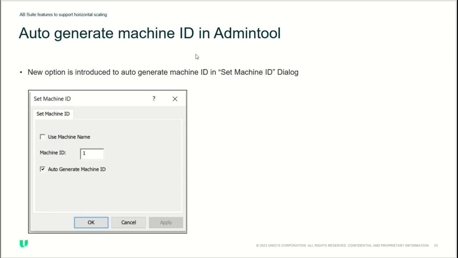You can also select both of these options to uniquely identify your application servers by their machine names and also generate unique machine ID values for each application server.